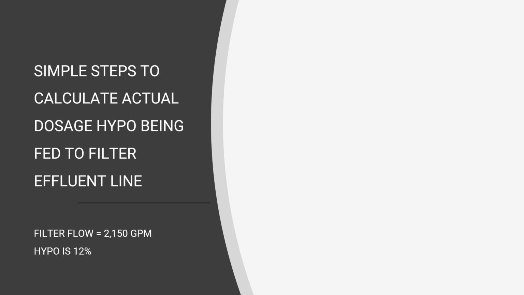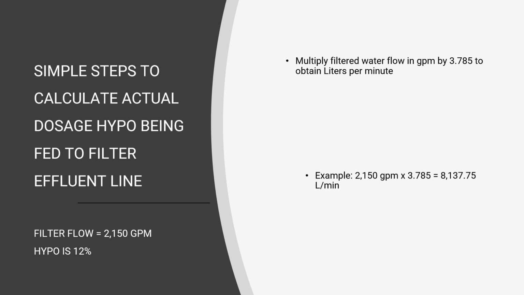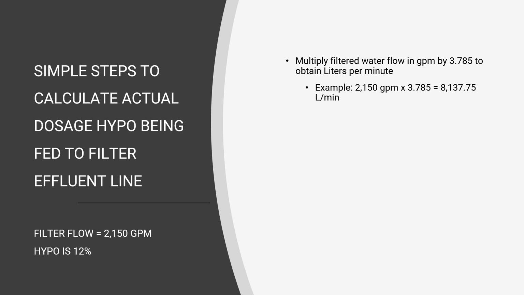So if you want to look at some simple steps to calculate the actual dosage of hypo being fed to a filter effluent line, let's take an example here. We'll look at a filter flow rate of, say, 2,150 gallons per minute. Again, this is an individual filter. And let's say the operator is feeding hypo at 12%. The math would look this way. I'm going to take the filtered water flow in gallons per minute multiplied by 3.785 to convert to liters per minute. So as an example, if I take the 2,150 gallons per minute multiplied by 3.785, the filter is putting out 8,137.75 liters per minute. So I read the amount of hypo solution that's being fed at the feed pump in milliliters per minute to that flow rate.